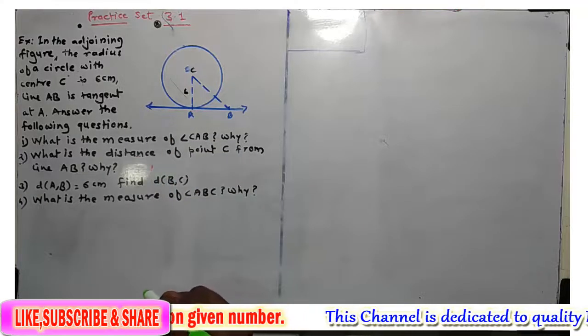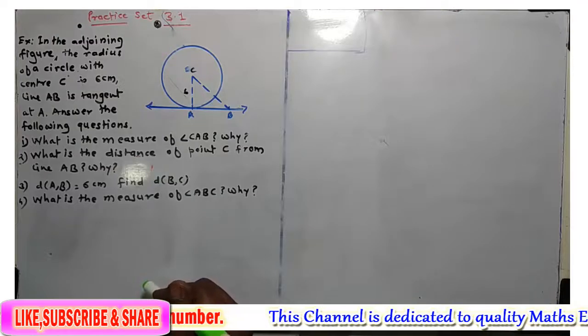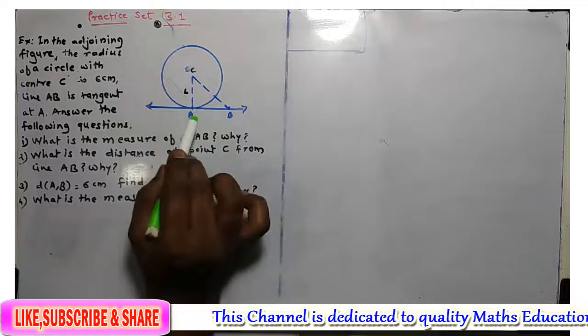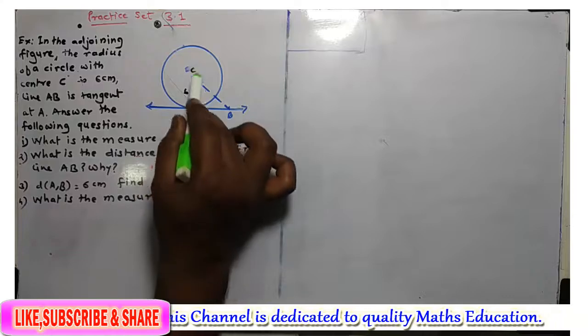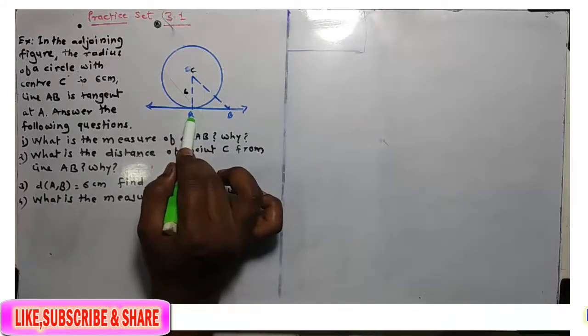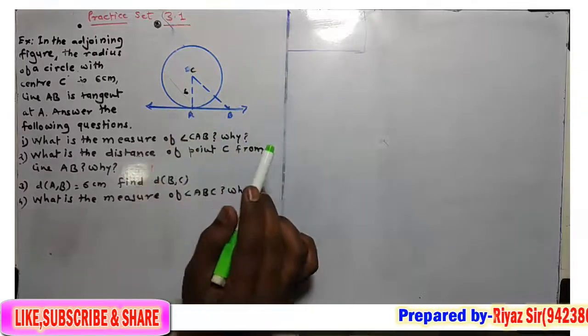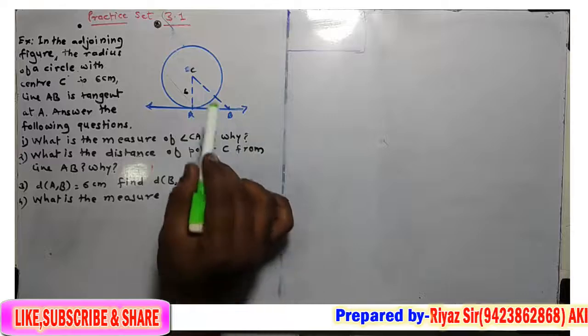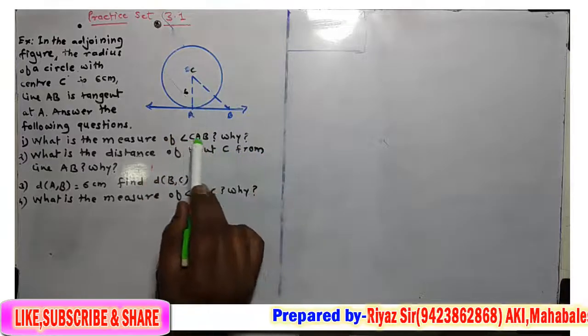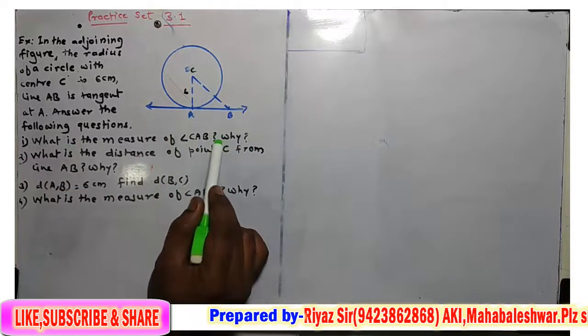Okay, so yesterday we have studied the tangent theorem. If line AB is tangent to the circle at point A and CA is the radius through point of contact, this point A is called the point of contact. Okay, then that radius is perpendicular to the tangent. Okay, and therefore angle CAB is equal to 90 degree.